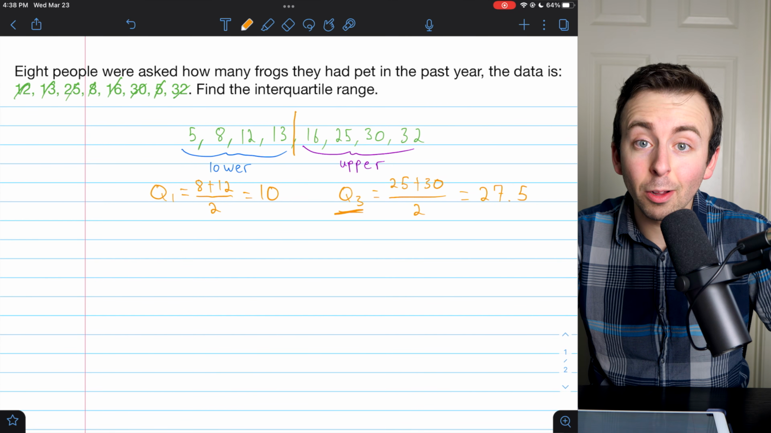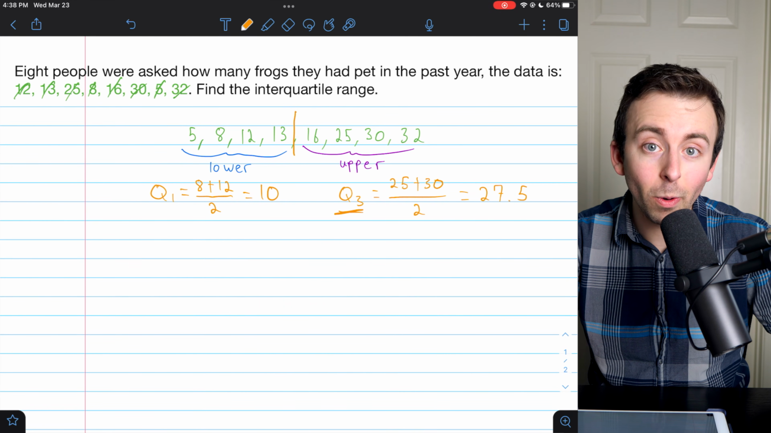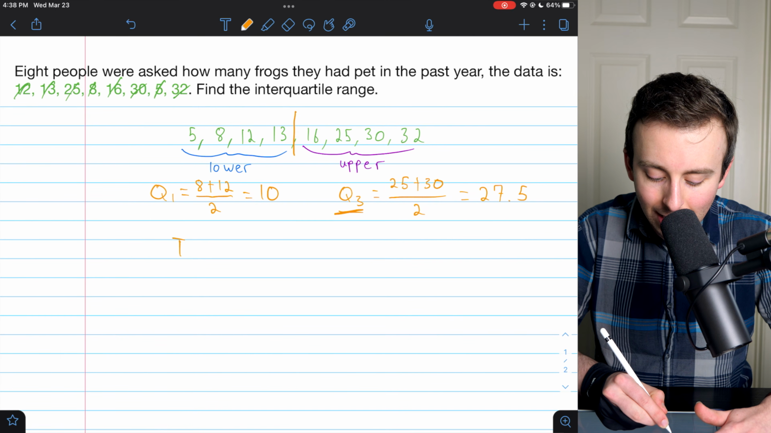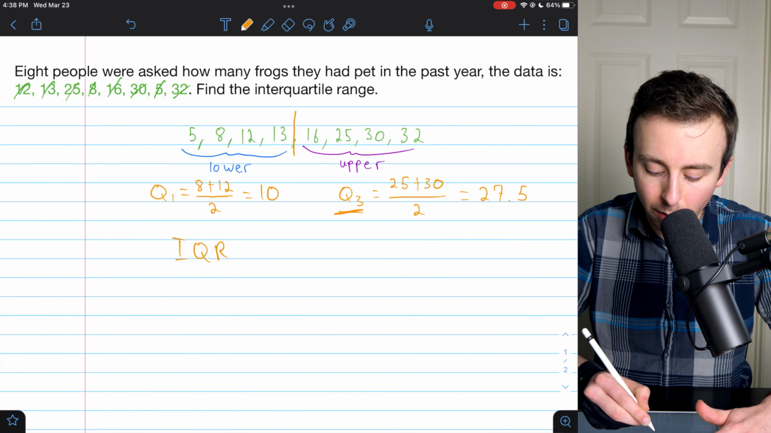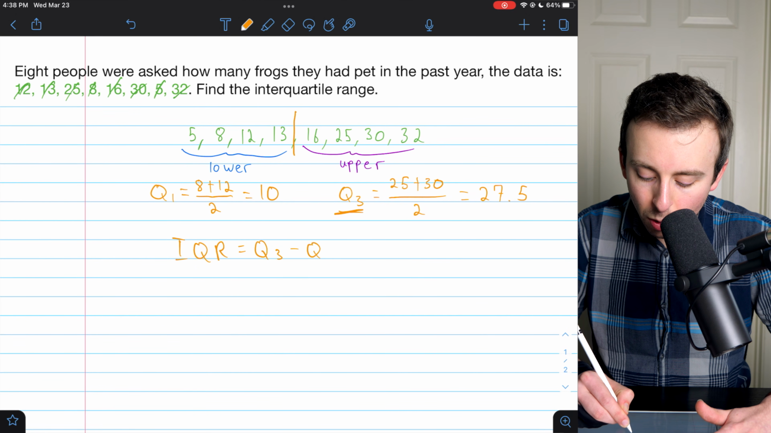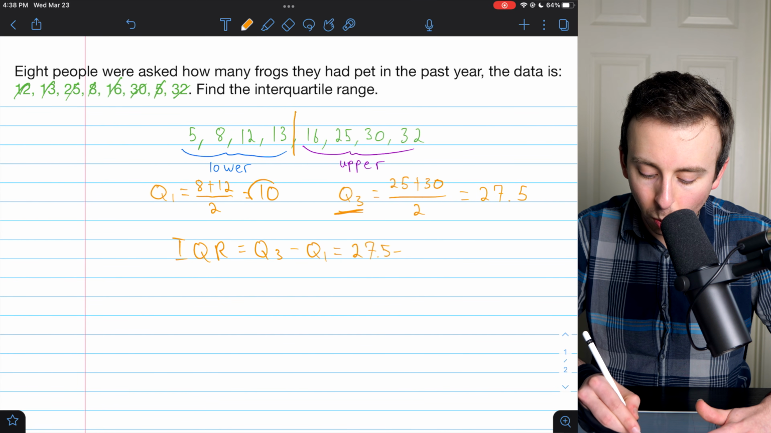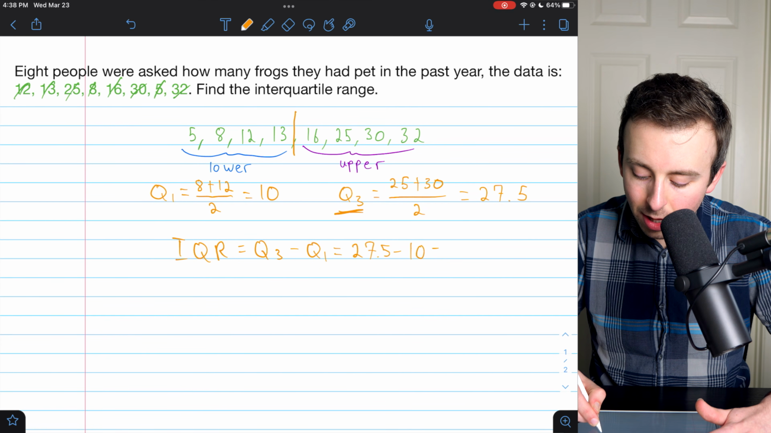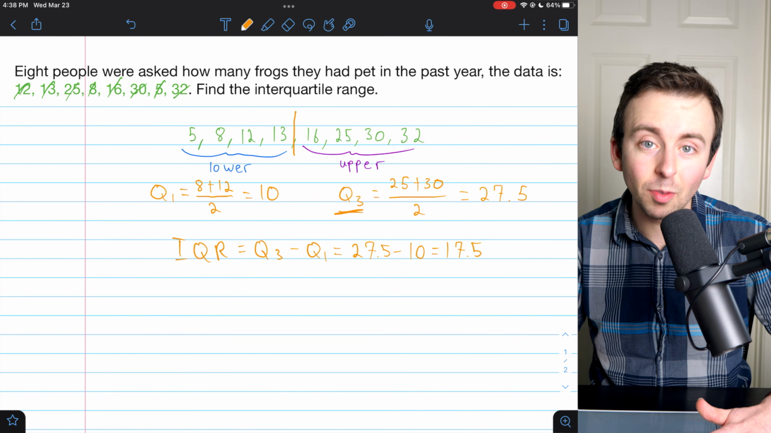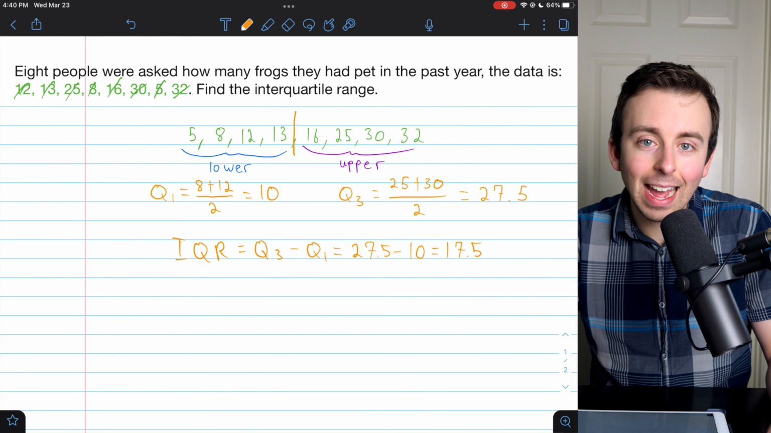The interquartile range is just the range, or the difference between these quartiles. So IQR, the interquartile range of our even data set, is Q3 minus Q1, which in this case is 27.5, that's Q3, minus Q1, which is 10, and so the interquartile range of our data set is 17.5. So that's all there is to finding the interquartile range of an even data set.